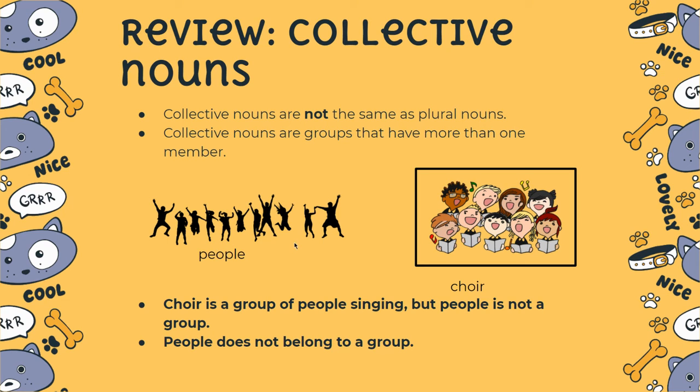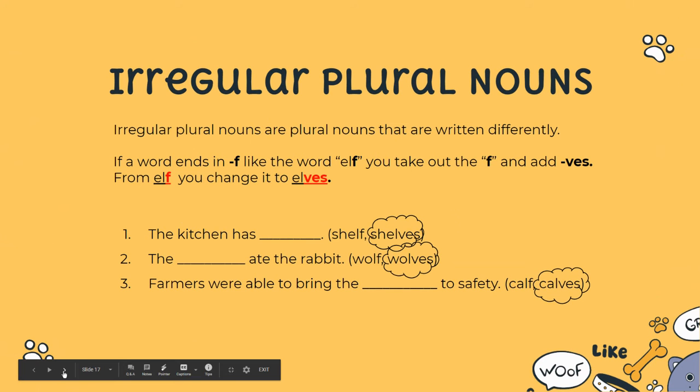So that is the difference. So collective nouns are not the same as plural nouns. Remember, collective nouns, they belong to a group. Okay, they belong to a group, so they're doing something together. A choir is a group of people singing, but people is not a group. Okay, let's check the next slide. There you go, irregular plural nouns. Now, this is based on the last class. Remember that we talked about irregular plural nouns? Irregular plural nouns are plural nouns that are written differently.